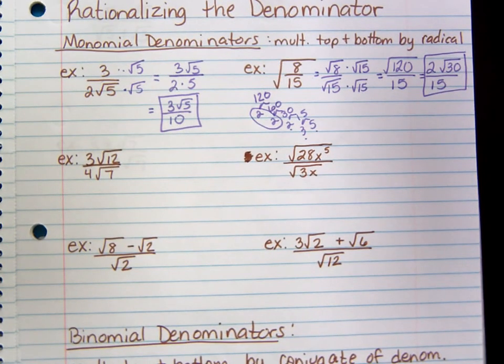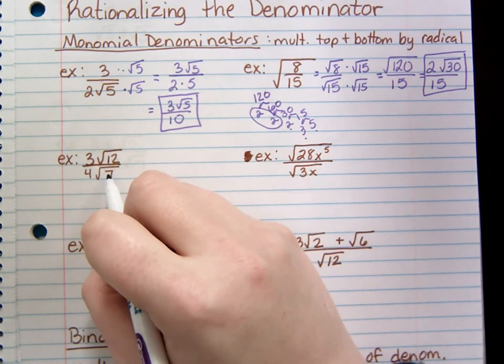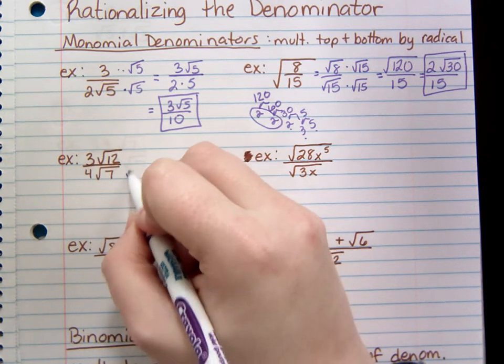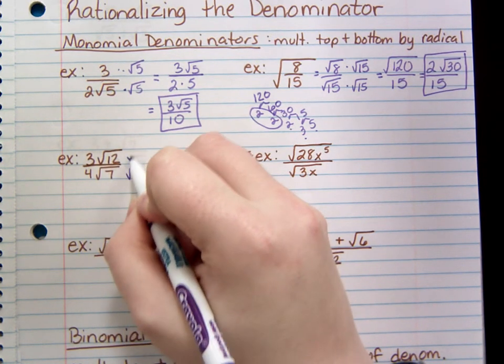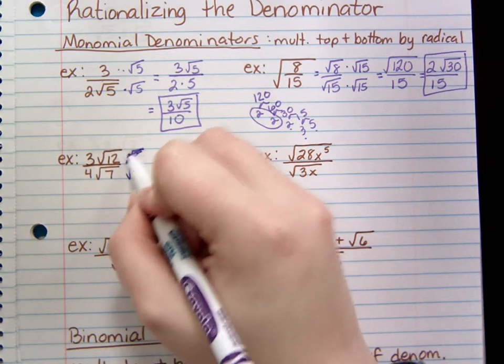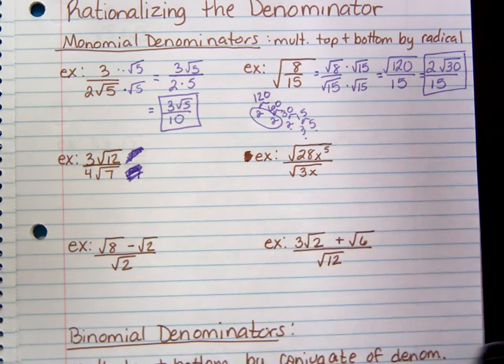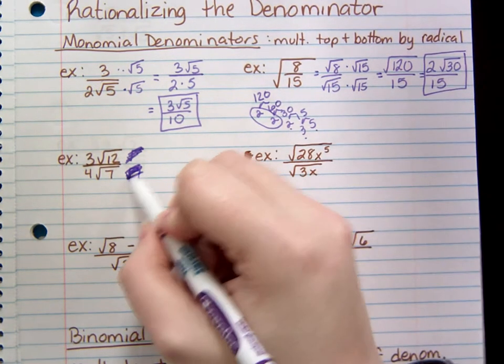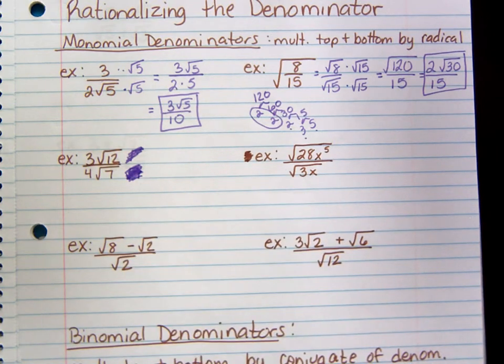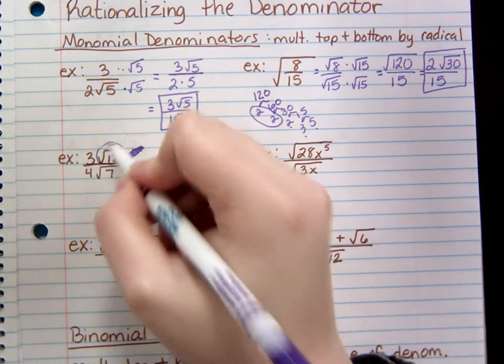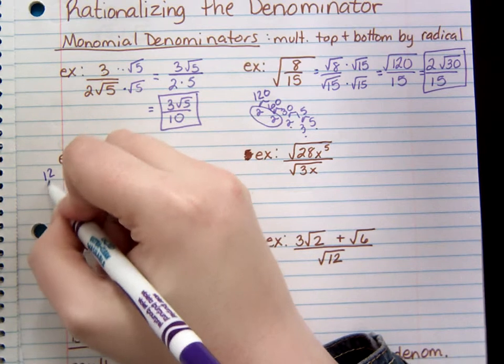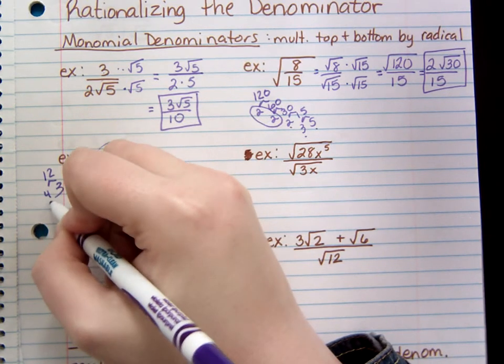Right? So here, same idea. Actually, I'm going to do this one a little bit differently. Not that much differently, just a little bit. If I want to, I can go ahead and simplify the square root of 12. That's 4 times 3, this is 2 times 2.